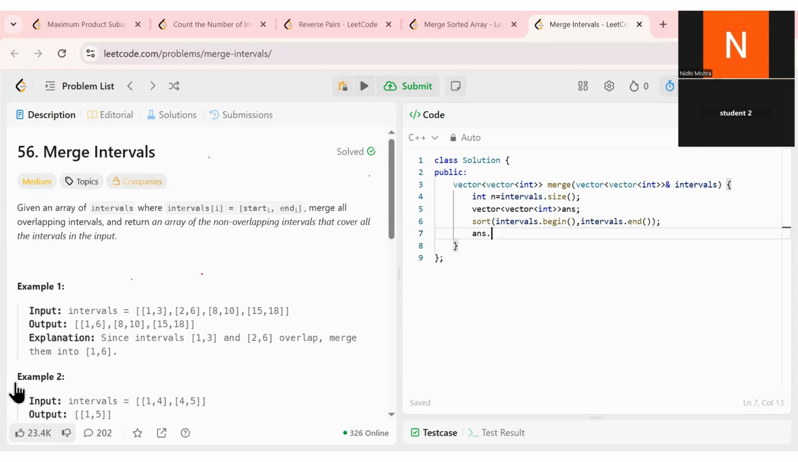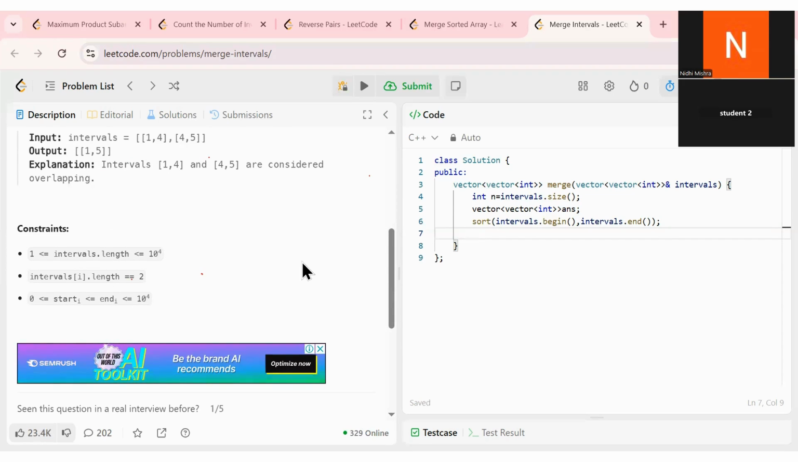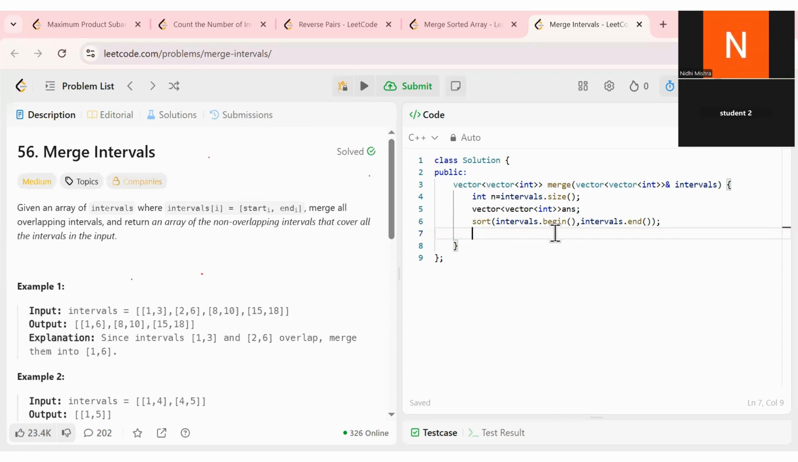Now, we'll start a loop. Before starting the loop, should I push the first element? We can push the first element by checking if n is greater than or equal to 1, that is, intervals.length is 1. Or we can just write a condition in the loop where if answer is empty, we'll push that element. Yes, we can do that also. Correct. Now I just push.